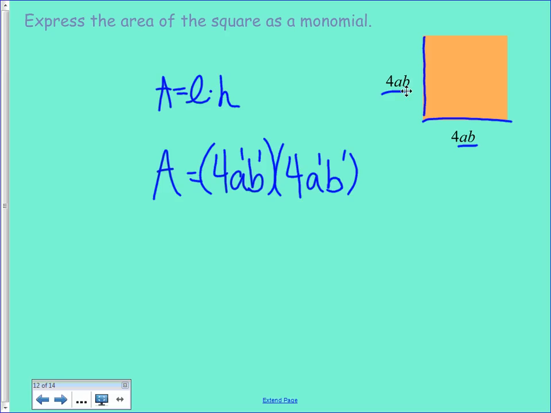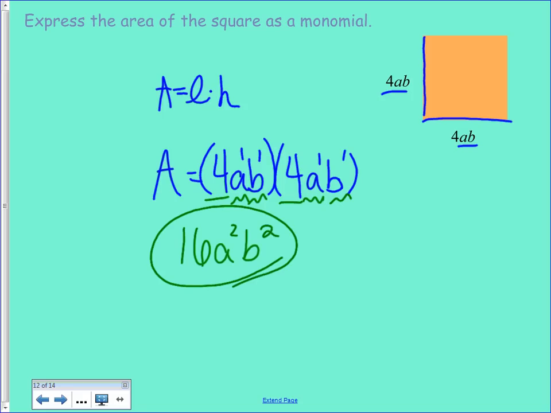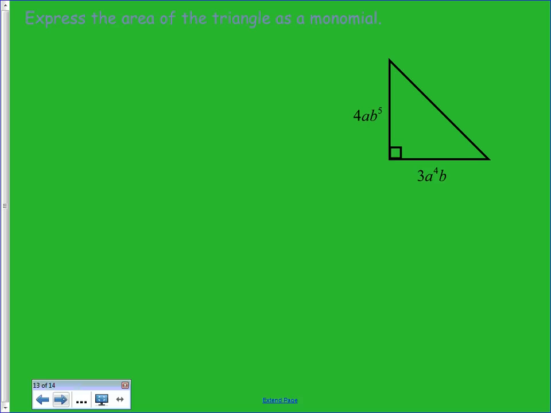So what I'm going to do first is multiply the coefficients. 4 times 4 is 16. Then I'm going to look at my a's. When I'm multiplying things of like bases, I add the exponents. So you add the exponents and you get 2. Then I'm going to add the exponents on the b's and you get 2. All right, so here you get 16a squared b squared for your final answer. Remember, when you multiply things with like bases, you add the exponents. Power of a power, you are going to multiply the exponents.